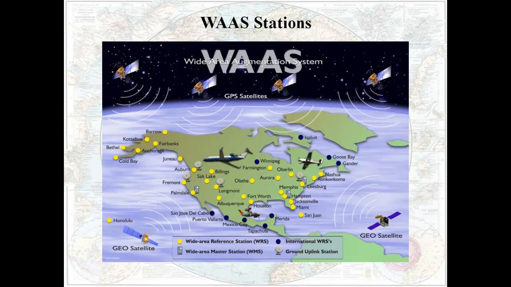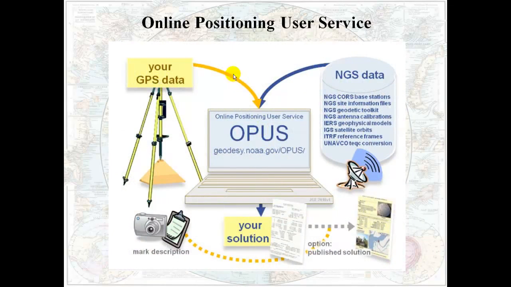There are these wide area augmentation system stations, and those are associated with airlines, so these are locations that are close to airports, and what they're going to be able to do is the equivalent of a differential correction. They're fairly widely spaced, but they actually send information out so that you can get corrections from the satellites based upon what the wide area reference station is using as its differential correction. The post-processing way you can do it is you can use what's called OPUS, Online Positioning User Service.